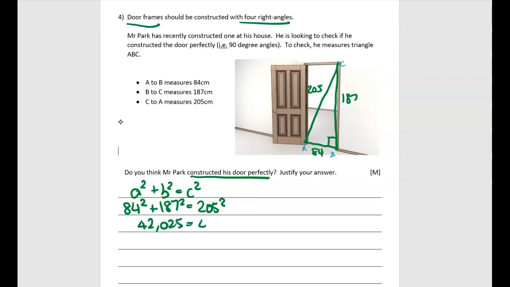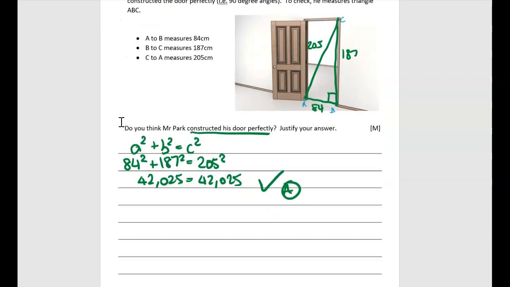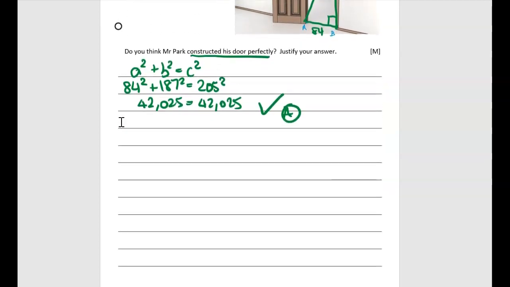42,025 is equal to 42,025. And this is what we're looking for. The numbers are the same, which tells us that the base angle will be a right angle and that Mr. Park constructed the door properly. So if you did the numbers I gave you, you should have achieved. If you then went the extra step and explained it and linked it to the context, that is how you got merit.